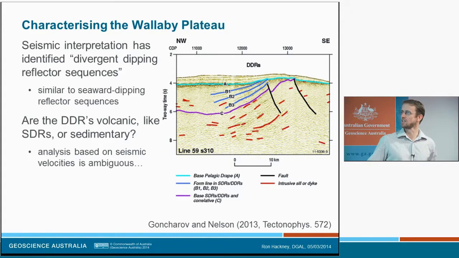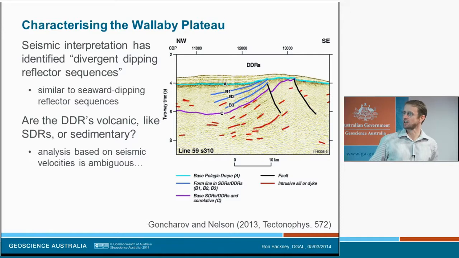And the question is, well, are these DDRs really like SDRs, the seaward dipping reflector sequences, in the sense of, are they volcanic or are they sedimentary? And if they're sedimentary, that's obviously much more useful to us than if they're all volcanic. So Alexei and Gabe were involved in doing a bit of an analysis of the seismic velocities, and my interpretation of their results is also suggesting, well, it's a little bit ambiguous. You can't really say either way whether it's really volcanic or really sedimentary.